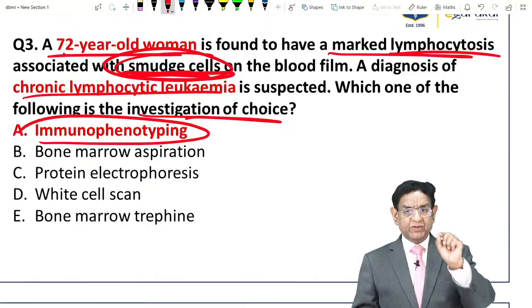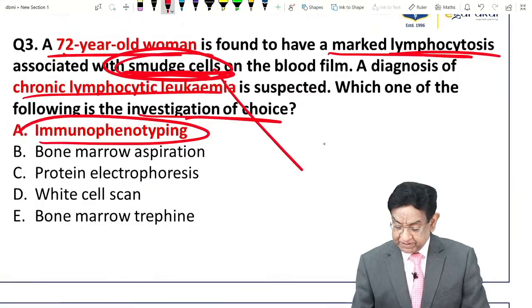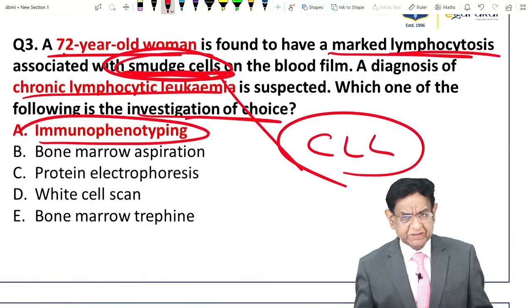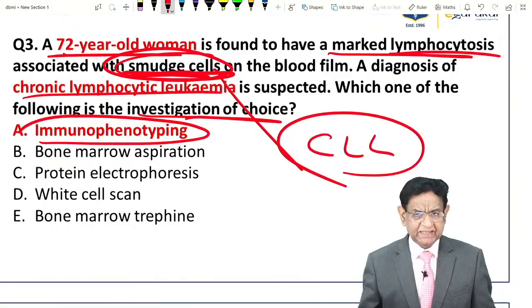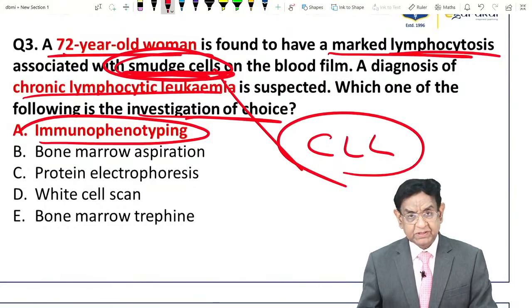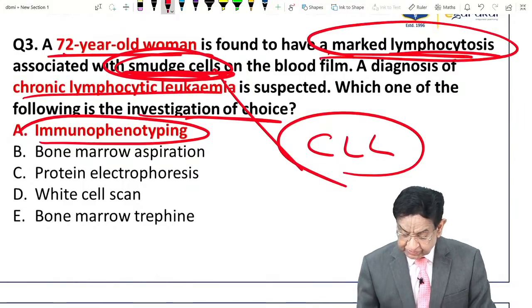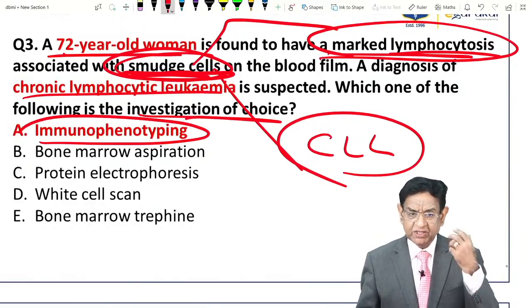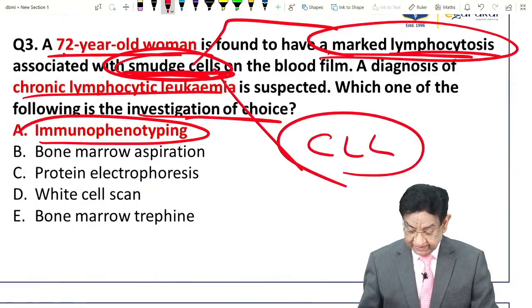Friends, if you get the word smudge cell in any question, 99.9% you are dealing with CLL. It's a very simple thing to look into on the peripheral smear. But in the exam, smudge cell is CLL, and of course it is the initial test which gives a clue in addition to marked lymphocytosis. If you get these two words, smudge cell and increased lymphocytes, you are dealing with CLL. But the most accurate test is immunophenotypic.